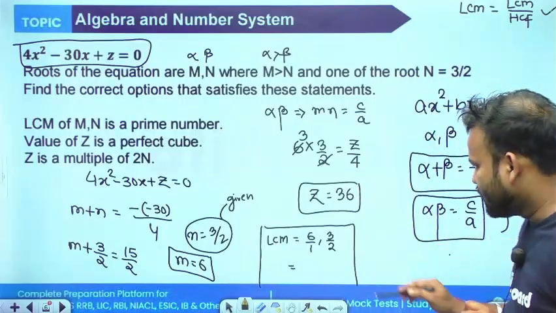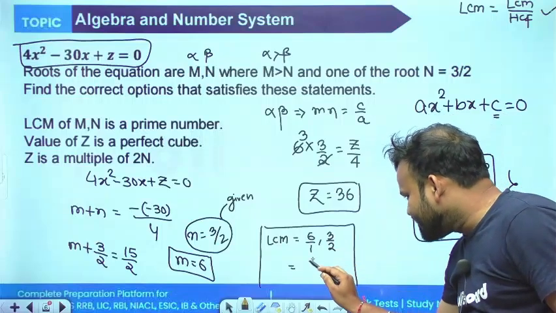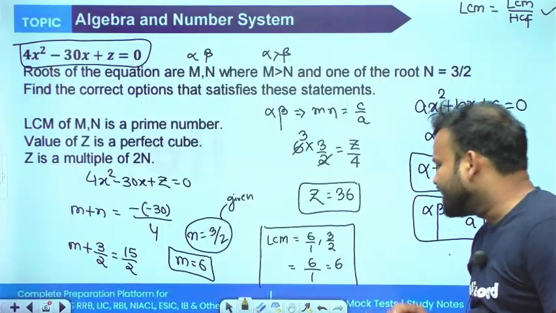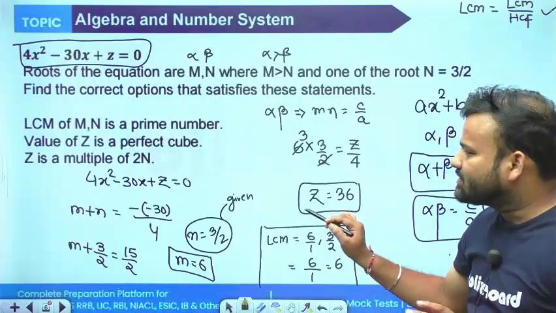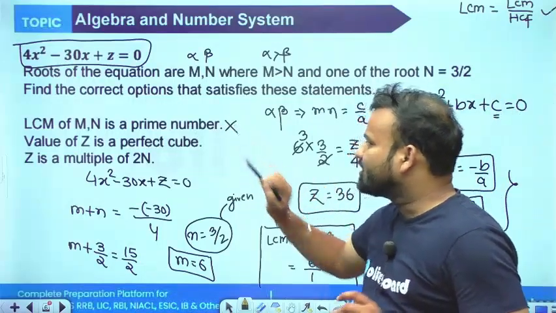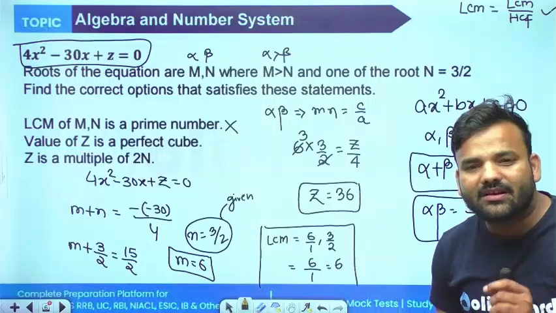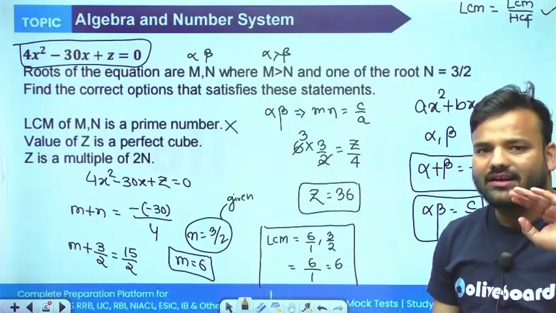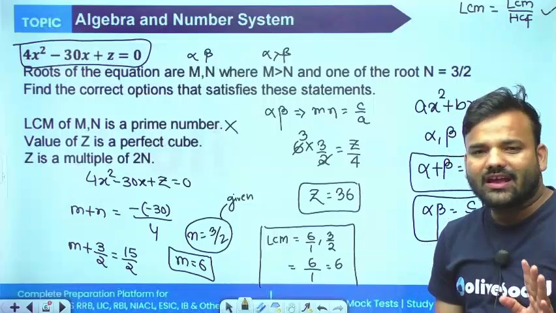Fine. So here, what is the LCM of 6 and 3? That is 6. And what is the HCF of 1 and 2? That is 1. So we can just say the LCM is 6. Is 6 a prime number? No, 6 is not a prime number. 6 is a composite number. What is the definition of a prime number? Prime numbers are such numbers which have exactly 2 factors. Exactly 2 factors.